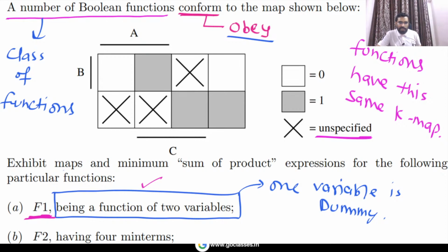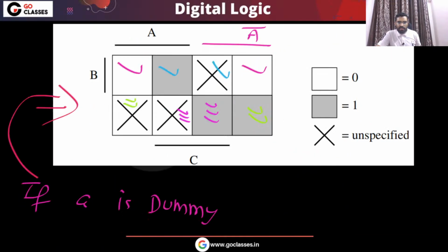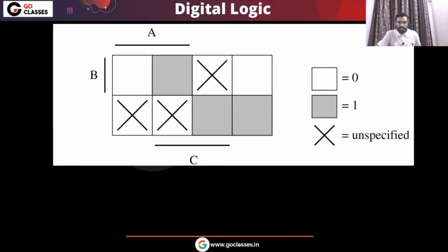Did you understand this? Please tell me. So this option A, what this option A is asking, please understand, this is a very simple and very nice question.